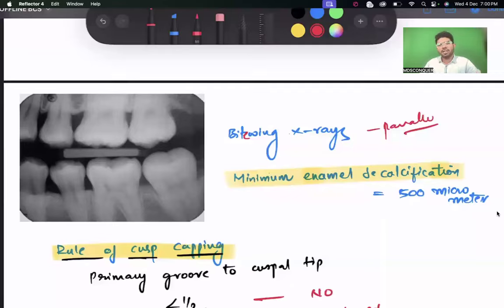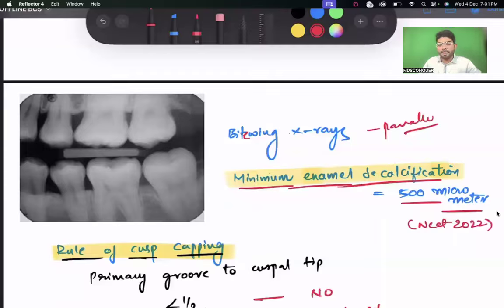Similarly, as I explained in the morning's voice note, there should be a minimum amount of enamel demineralization for a lesion to be visible on a radiograph. What is that? The minimum enamel decalcification required to see it on a radiograph is 500 micrometers. So this is your NEET 2022 question.